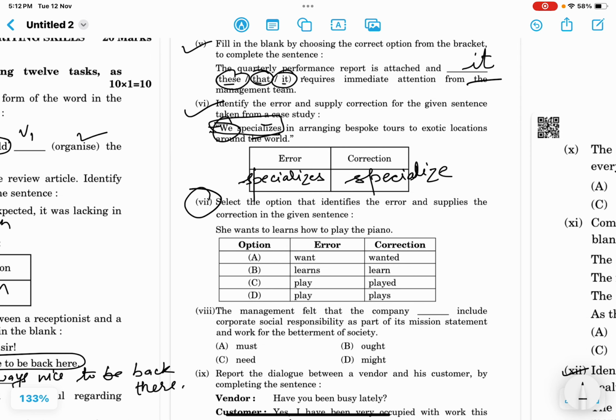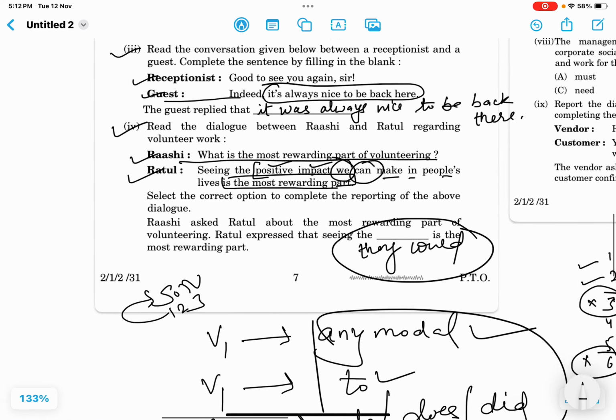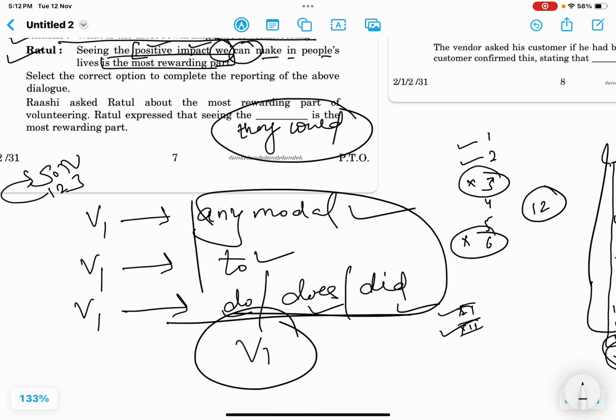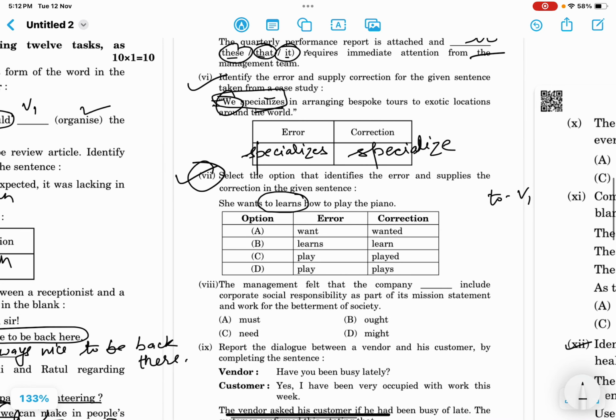Now see this one, once again a very easy question, error correction, but we are to choose the option. So she wants to learn. How easy it is. We always use first form with to, right? In the very beginning of the video I told you that if we know only these three points, then we will be able to solve three questions. So with modal we use first form, with to we use first form, with do, does, or did we always use first form. So here with the to we are to use first form. So that means learns is the error and learn is the correction. So B is the correct answer.